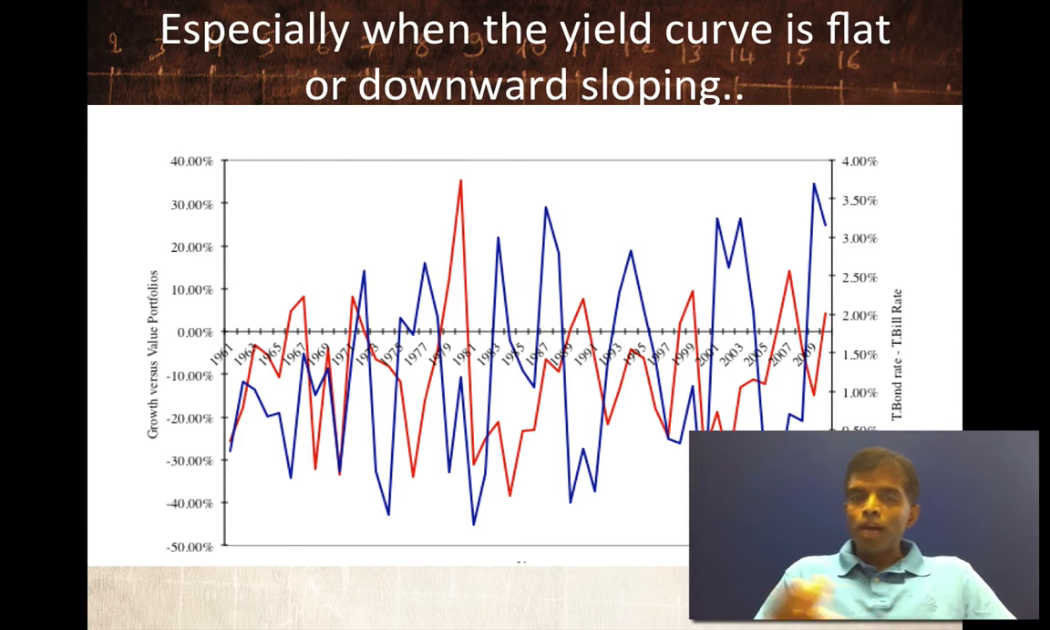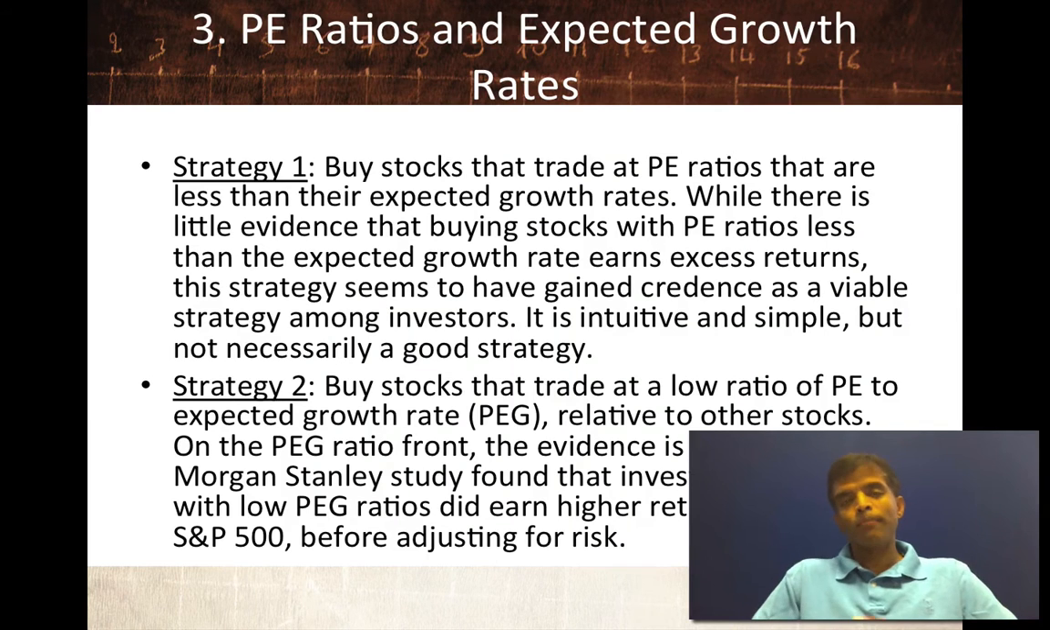So there are macro variables like interest rates and growth rates that seem to be correlated with when high PE stocks do better. So if you can time those cycles, you could invest in high PE stocks in those cycles and actually come away with excess returns. But the key is timing.